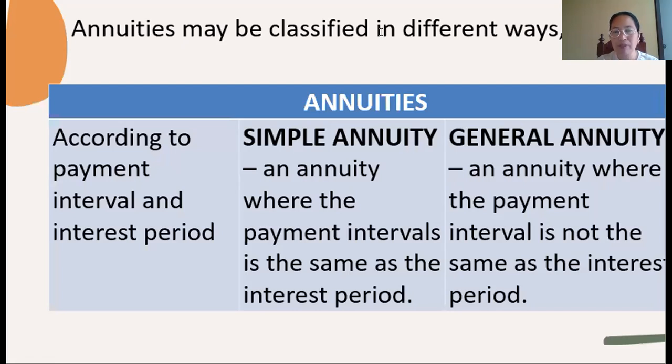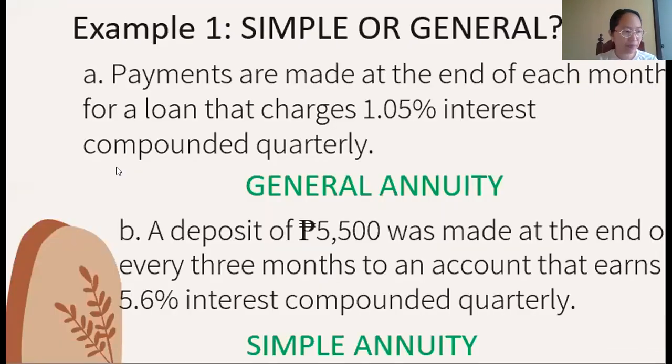When we say simple annuity, it is an annuity where the payment interval is the same as the interest period. So distinguish nyo naman yan sa problem. As long as the payment interval is, let's say for example, you need to pay quarterly and the interest period will apply quarterly, same siya, it's a simple annuity. But if they will be different in terms of the period, then it's a general annuity. So let's have this example.